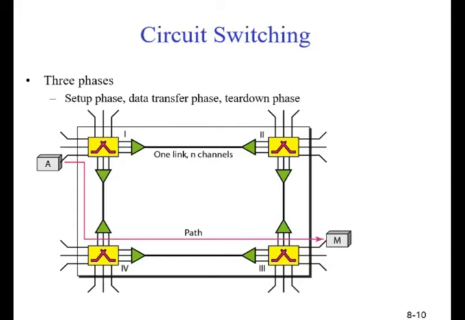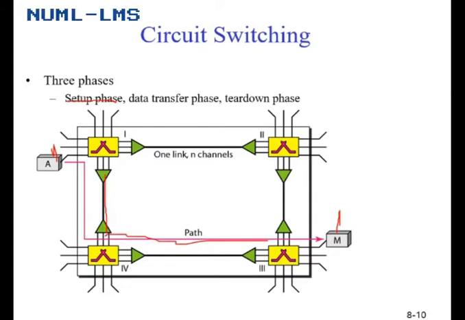The actual communication in circuit switch networks requires three phases: connection setup, data transfer phase, and the connection teardown, which is called the teardown phase. Let's talk about the first phase, the setup phase. Before the two parties, like station A wants to communicate with station M, can communicate, a dedicated circuit needs to be established from here to here.